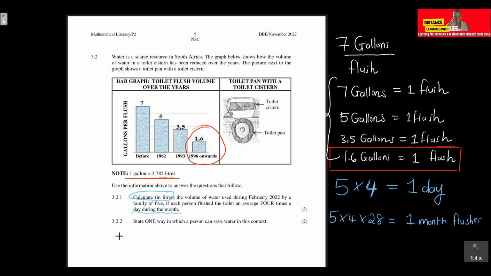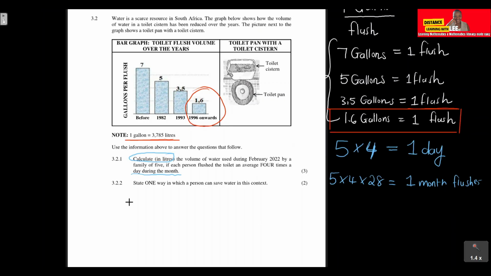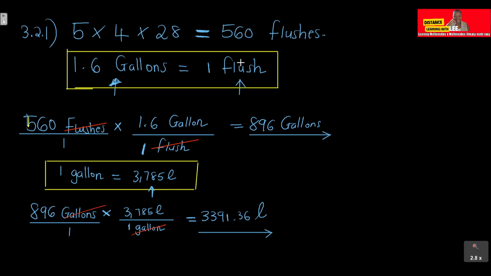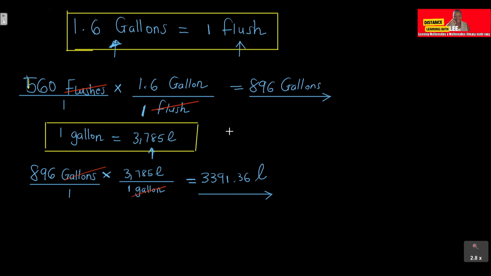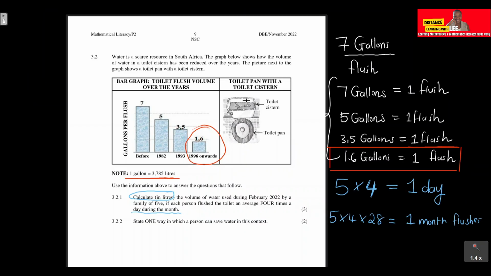Let's have a look at question 3.2.2. State one way in which a person can save water in this context. Because we already saw that this family is using way too much water from just flushing. What is a way that this family can save water? I thought maybe they need to install a newer model of the cistern, because you'll find that it's taking too much water.